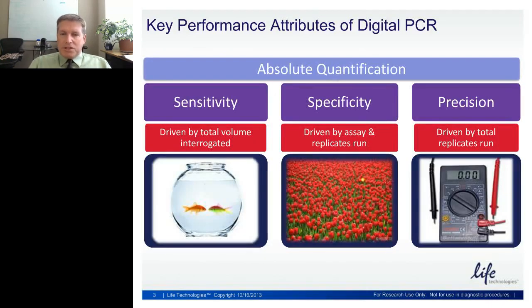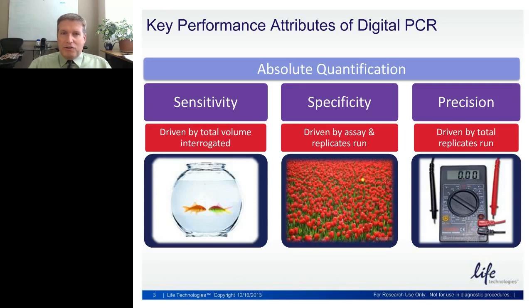So the attributes of digital PCR, the way it differs from traditional PCR, is, first of all, its sensitivity. Digital PCR is literally detecting single molecules in a small well, okay? And because of that, we're looking at the total number of molecules that are present in a single volume. And the results are driven by the volume of material that you interrogate.